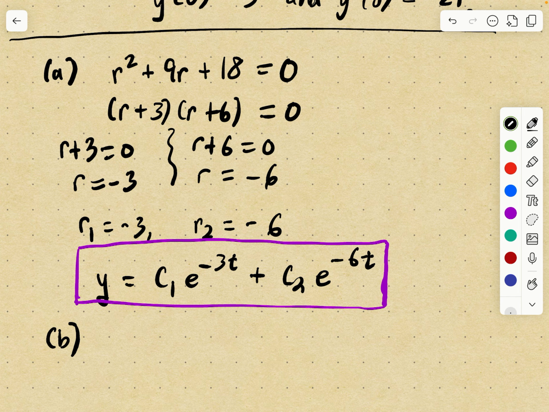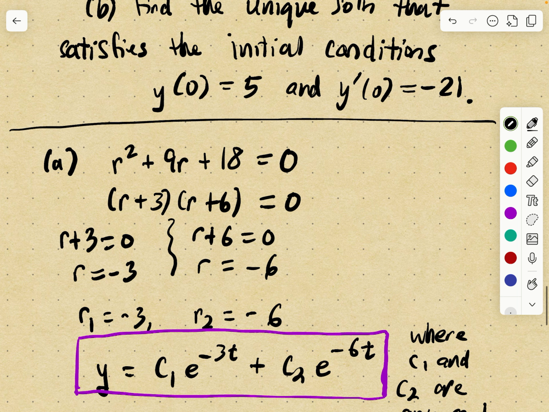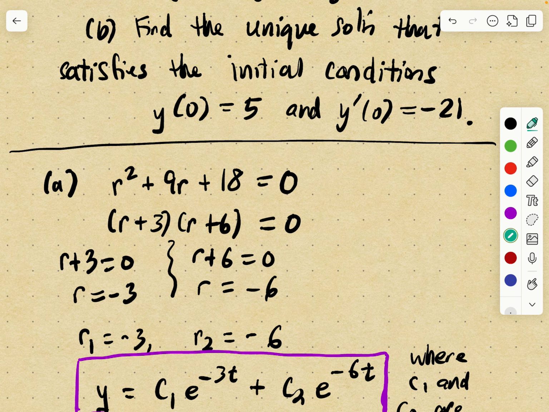Remember, when we say for part A that this is the solution, we're saying that C1 and C2 can be any real numbers. So there's an infinite number of solutions to the differential equation. But when you have part B, the unique solution that satisfies these initial conditions, now they tack on these two additional requirements: y of 0 has to be 5 and y prime of 0 has to be negative 21. And that's going to narrow down your C1 and C2 to only one possibility.